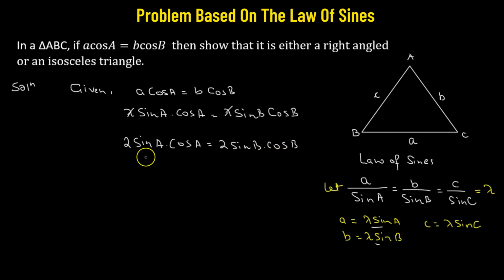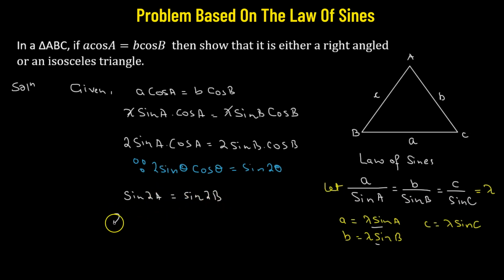Now we know for a fact that whenever we have 2 times sine theta times cosine theta, this is equivalent to sine 2 theta. So in our case, we have 2 times sine A times cosine A, so this becomes sine 2A, equals 2 times sine B times cosine B, which becomes sine 2B. So here we have sine 2A equals sine 2B.